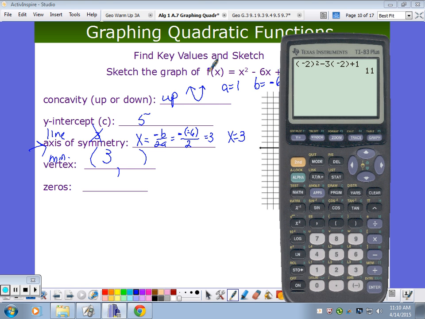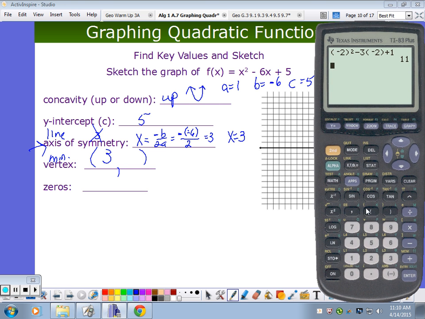You can go and just plug it in with a calculator. So 3 squared minus 6 times 3 plus 5. I'm plugging the 3 in here so that I don't make a math mistake. It comes out to be negative 4.